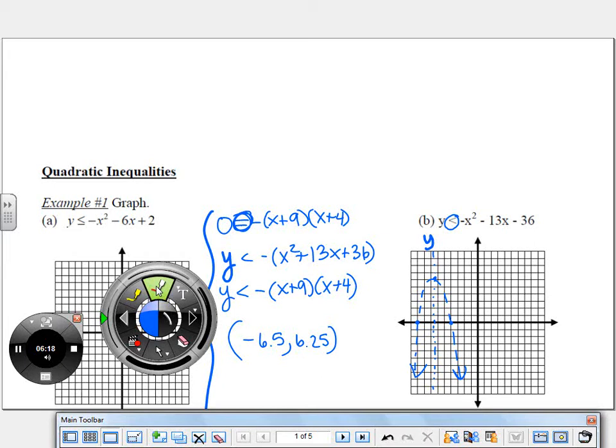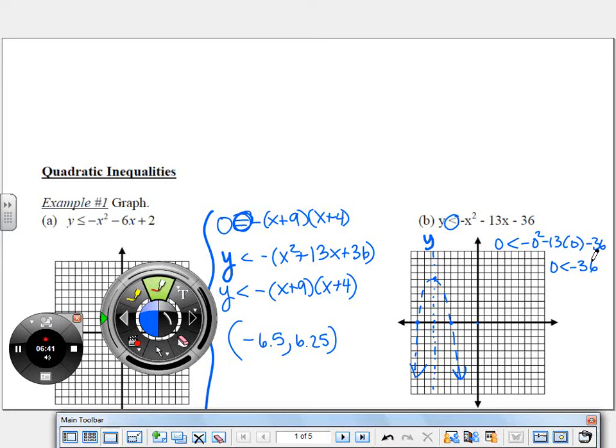Sure, we can plug in a point. So let's say we test this point out here, (0, 0), a point outside, and we see whether or not it works. So 0, -0 squared minus 13 times 0 minus 36. That simplifies to say 0 is less than -36. True or false? False. This point does not make the inequality true.